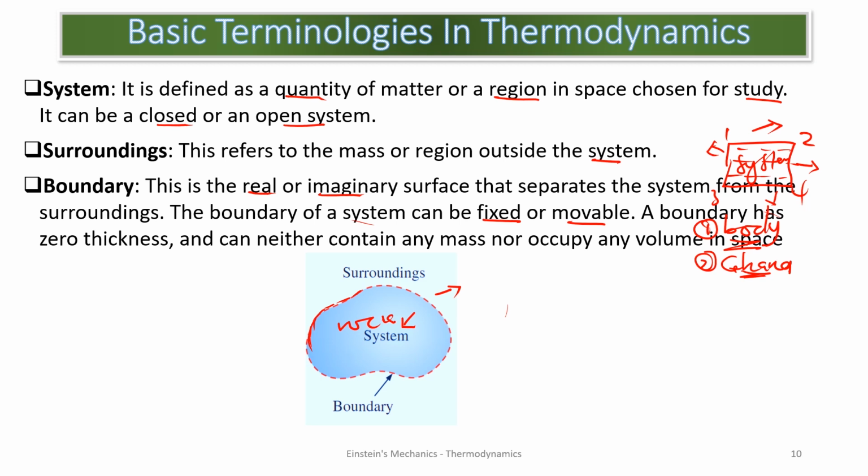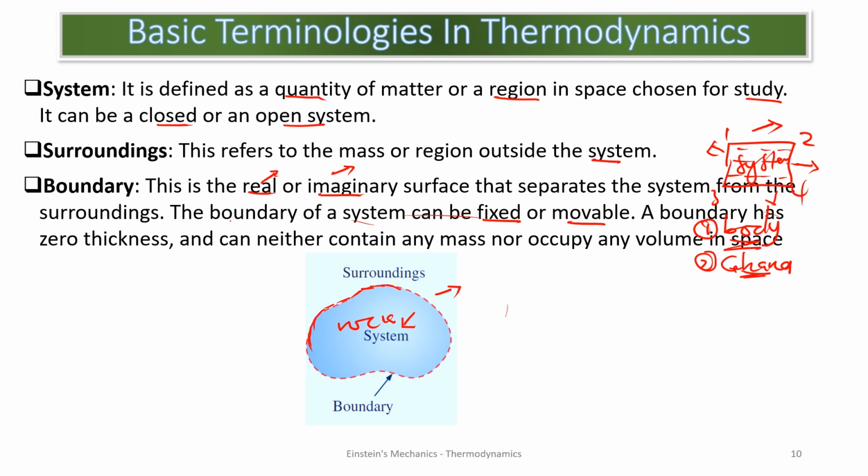It can be real or imaginary. Real means it is there, and imaginary means we assume it to be there. We will see diagrams and examples that depict real or what? Imaginary boundaries. And this boundary can be fixed or movable. Yes. In some systems, the boundary is fixed. Others too have movable boundaries. We will look at that.